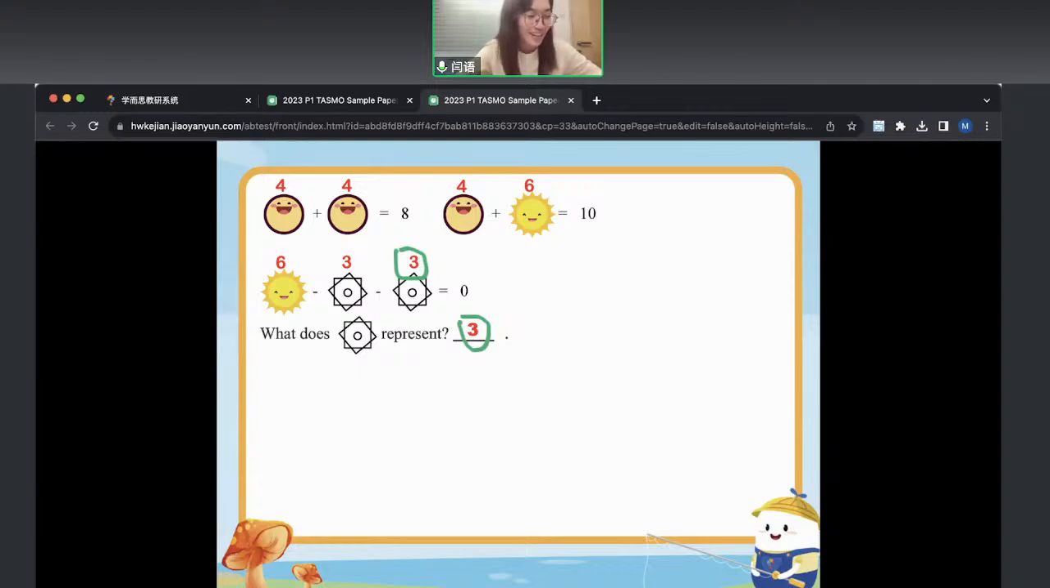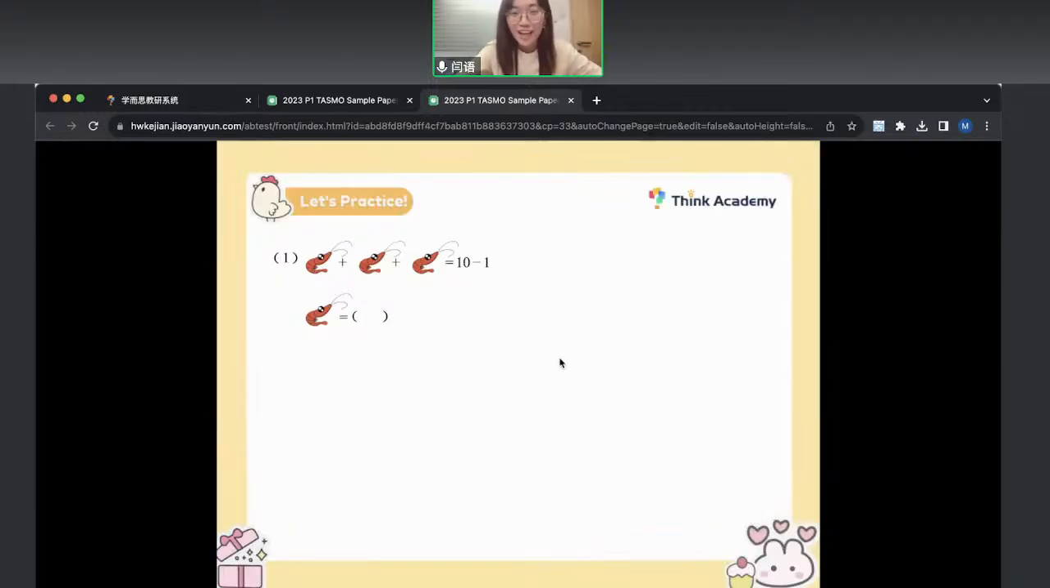Wow, well done. Okay, following this, Teacher Apple wants to share some tips and tricks about the shapes in equation, because for this topic, wow, it is super popular in several math competitions. Now everyone, let's have a look. We start from an easier one. Okay, shrimp plus shrimp plus shrimp equals 10 minus 1. So what about one shrimp? Quickly everyone, what about one shrimp?